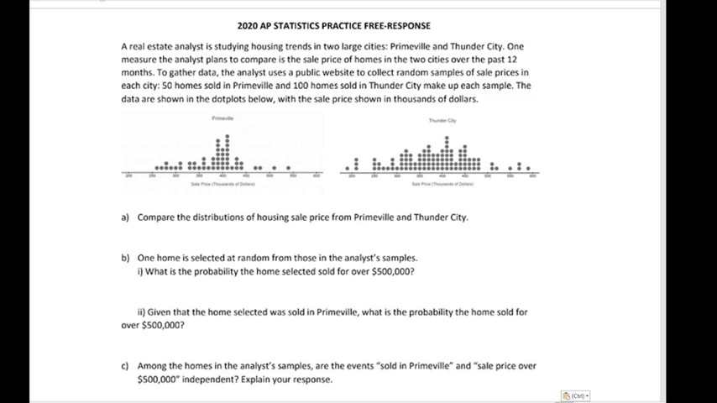A real estate analyst is studying housing trends in two large cities, Primeville and Thunder City. One measure the analyst plans to compare is the sale price of homes in the two cities over the past 12 months. To gather data, the analyst uses a public website to collect random samples of sale prices in each city. 50 homes sold in Primeville and 100 homes sold in Thunder City make up each sample. The data are shown in the dot plots below, with the sale price shown in thousands of dollars.